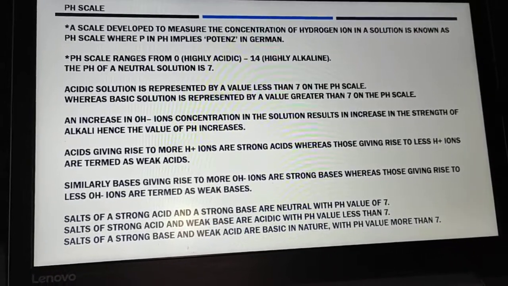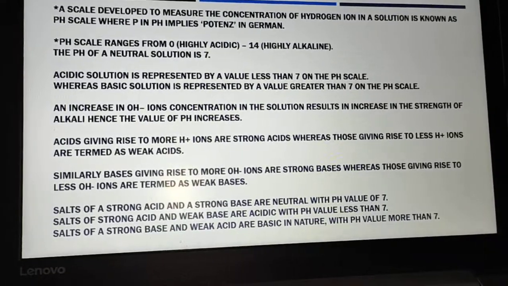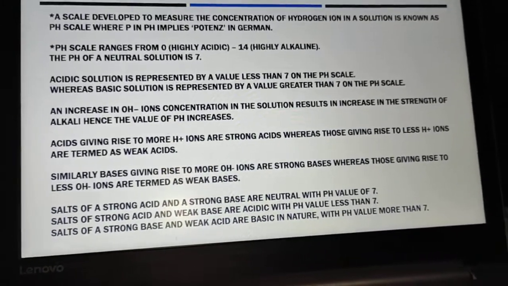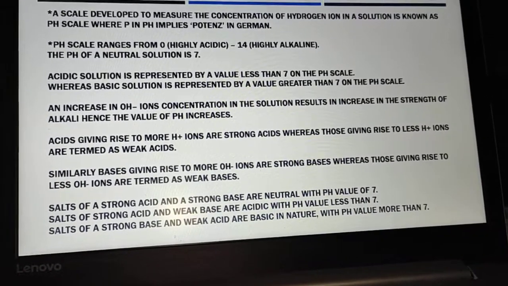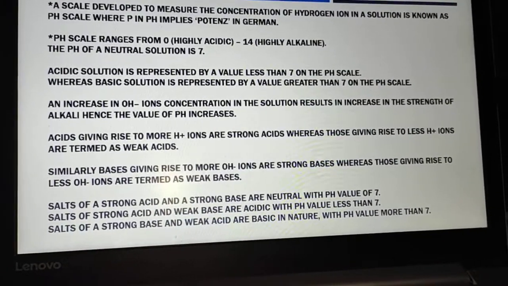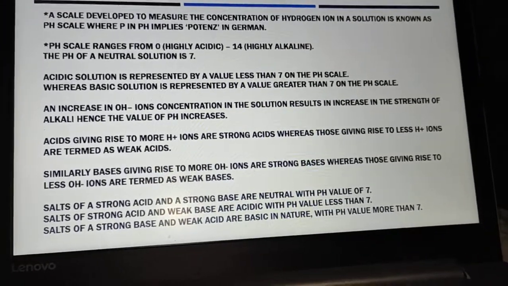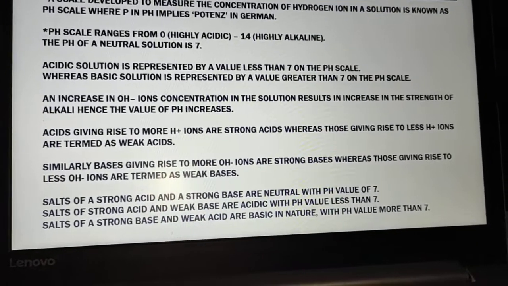An acidic solution is represented by a value less than 7 on the pH scale. The part from 0 to 7 will describe acidic solutions, and basic solutions will be described from 7 to 14.